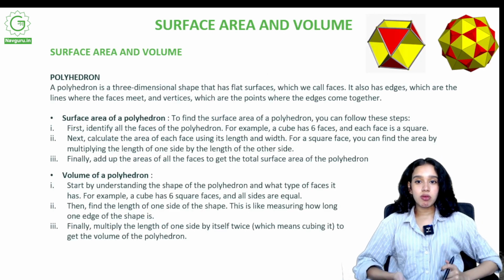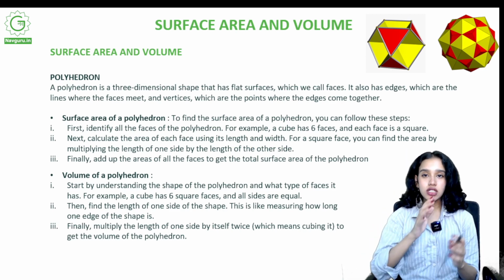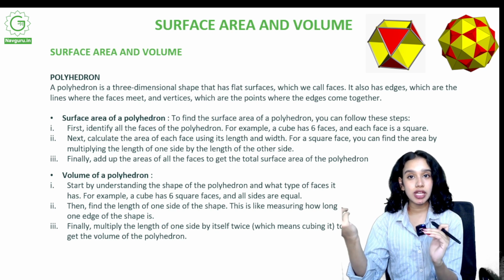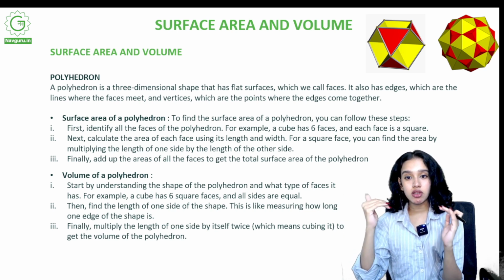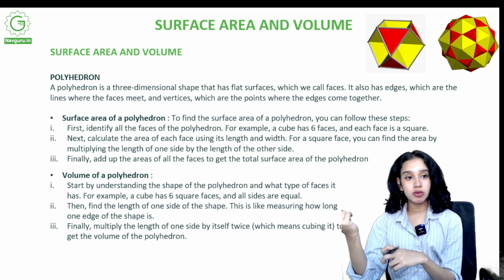Now, let us talk about the polyhedrons. So, what are polyhedrons? Polyhedron is a three-dimensional shape that has flat surfaces which we call faces, right? It also has edges which are the lines where the faces meet, and vertices which are the points where the edges come together.